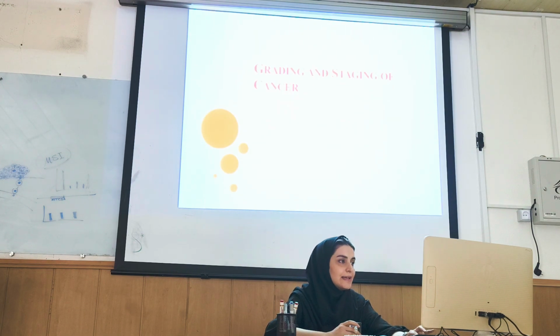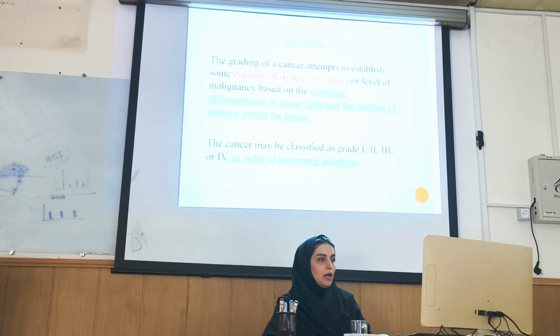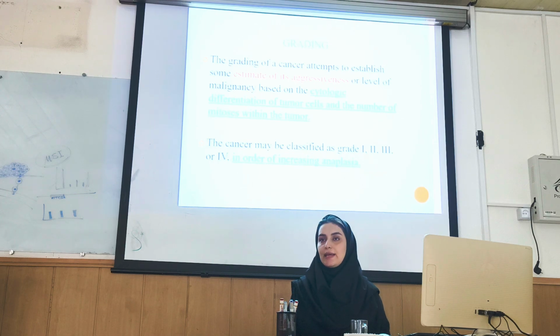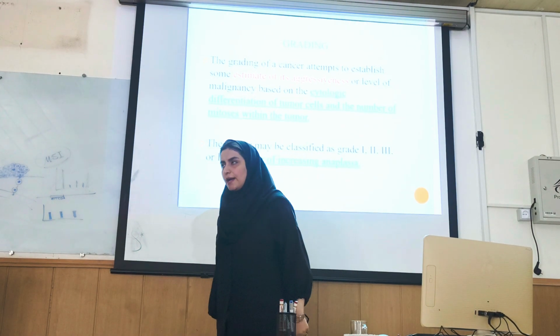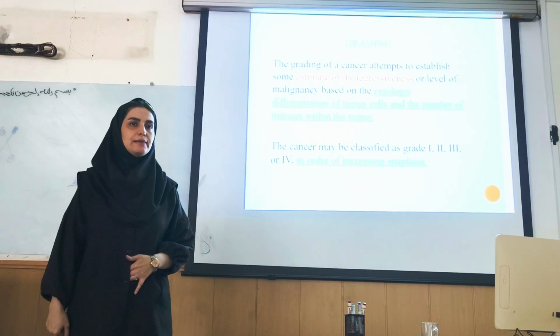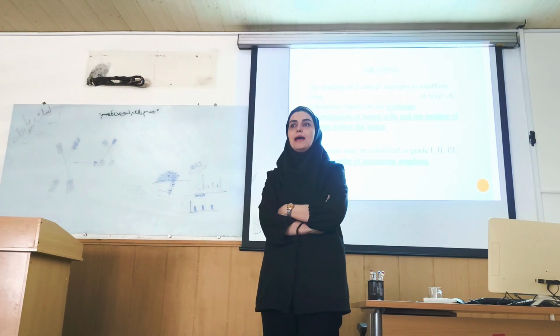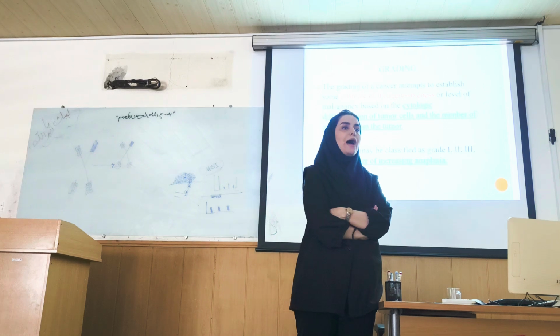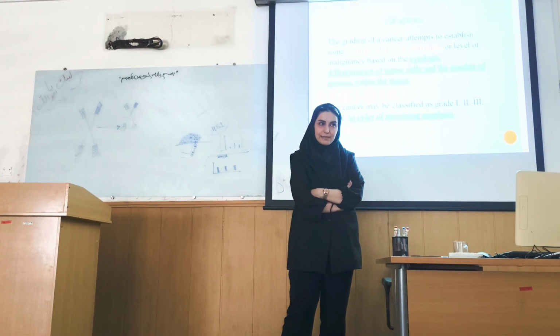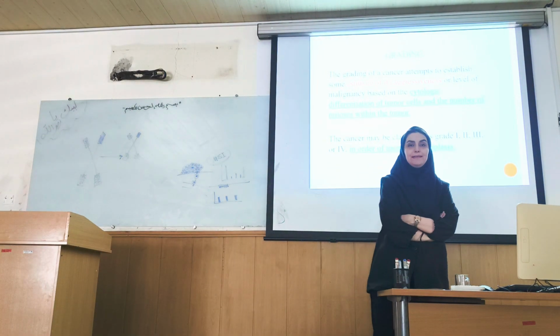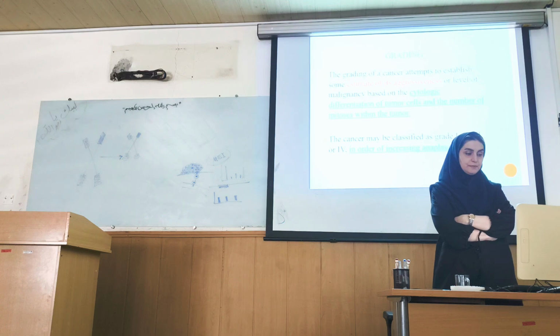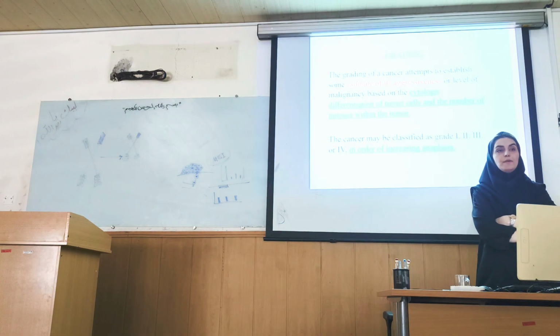Now about grading and staging of cancers. What is the meaning of grading and staging, and what is the difference between them? They categorize the cancer based on, I think, how developed the cells are, or how differentiated they are. Yes, this is grading. We can grade the malignancy as low grade and high grade. And also sometimes we have 4 stages for grading, for example, grade 1, 2, 3, 4. And a higher grade tumor has more pleomorphism, more cellular atypia, more mitotic figures. So the grading is based on the cytologic differentiation and also the number of mitotic figures in the cell.